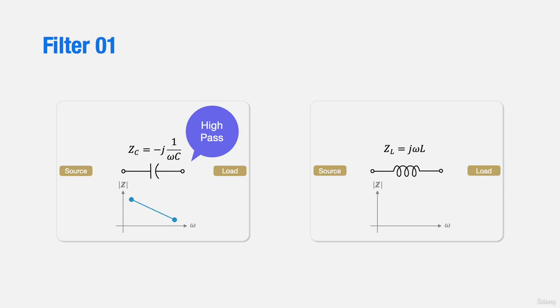For an inductor, its impedance is J omega L, and it changes with frequency. When the frequency is low, its impedance is low, while at high frequencies, its impedance is high as well. So, is it a high-pass or low-pass filter? It is certainly a low-pass filter. This is because the inductor's impedance is lower at lower frequencies, allowing lower frequency signals to pass through more easily.